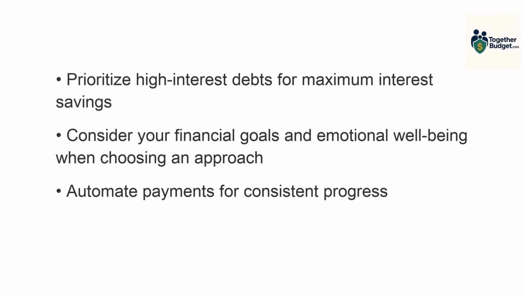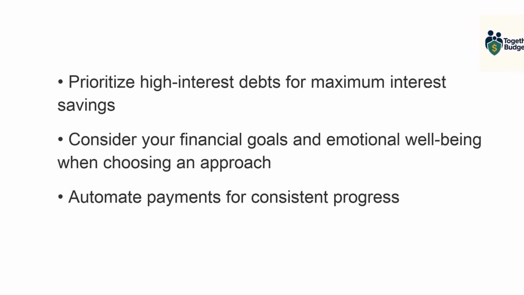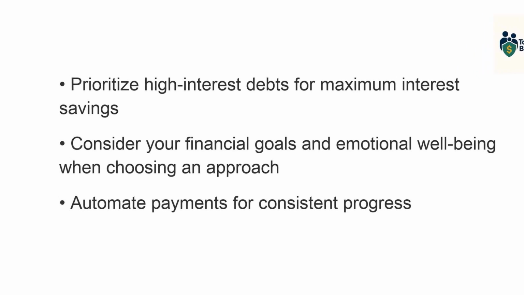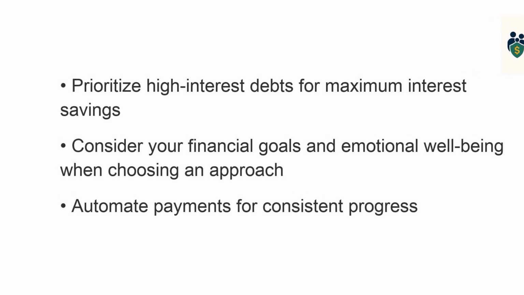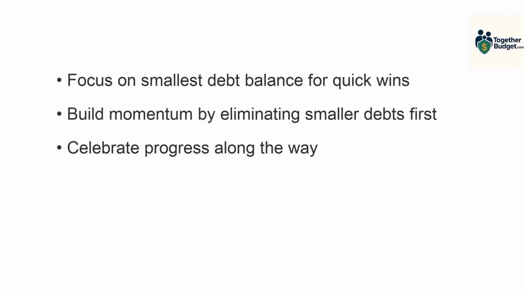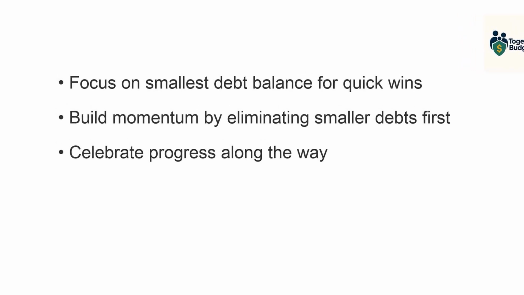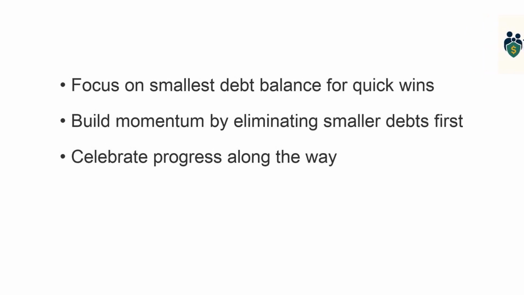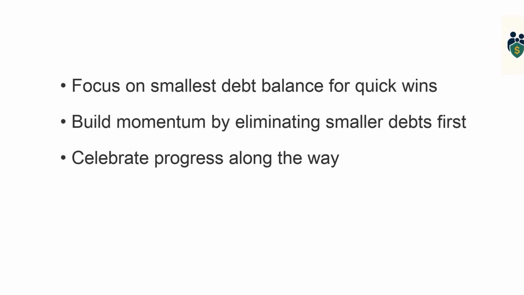When deciding between debt avalanche and snowball, consider prioritizing high interest debts first if you have multiple credit cards or loans with varying interest rates. This approach can save you more money in interest payments over time. However, if you're struggling to stay motivated, focusing on the smallest debt balance might provide a psychological boost to help you stay on track. The debt snowball method involves paying off debts with the smallest balances first, providing a sense of accomplishment as you eliminate each one.